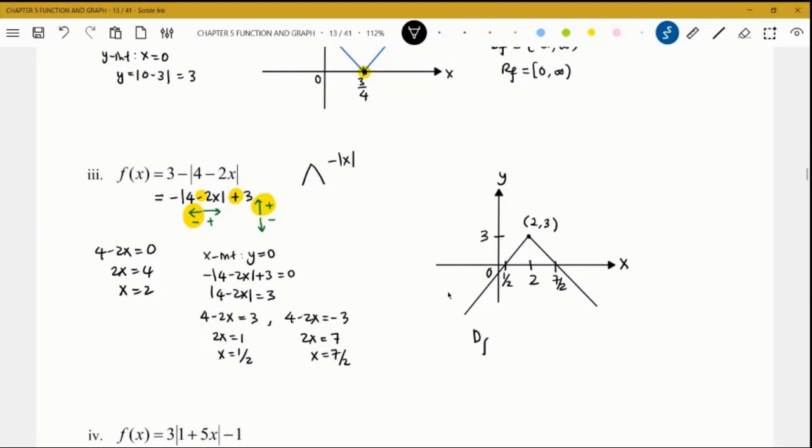So domain kita apa? Graf ni boleh besar lagi. So domainnya adalah negative infinity to positive infinity. Range, lowest to the highest one. Daripada bawah, negative infinity to 3. Good. So negative infinity open bracket, this one should be square bracket sebab ini adalah point. Okay. So that's how we do for the absolute values. Part 3.